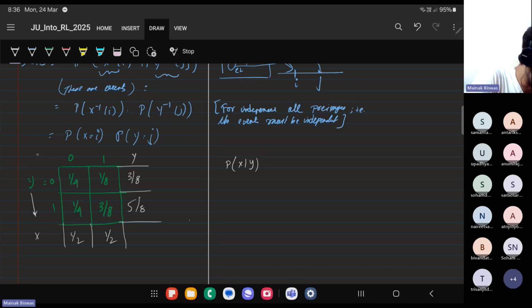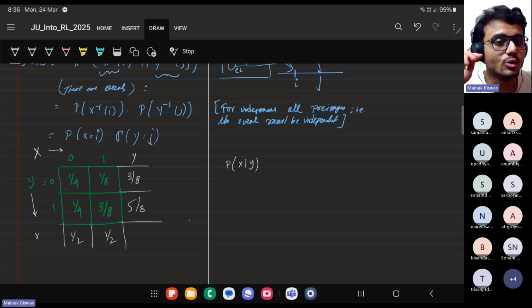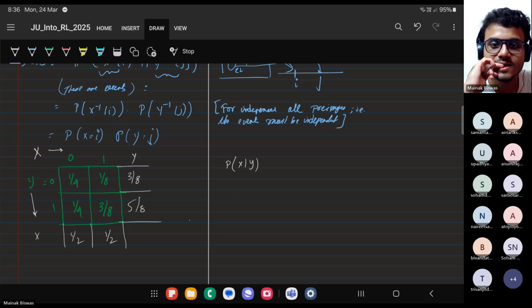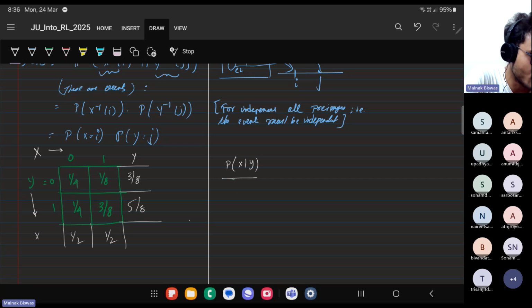How will we go about it? So I have told you to find out P of x given y. How many values will you get for P of x given y? Is this just one number, two numbers, three numbers, four numbers, five numbers, and so on? How will you describe the entire distribution P of x given y?